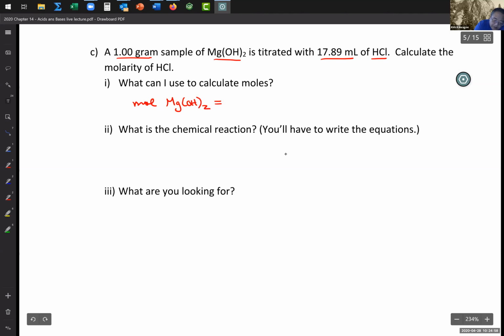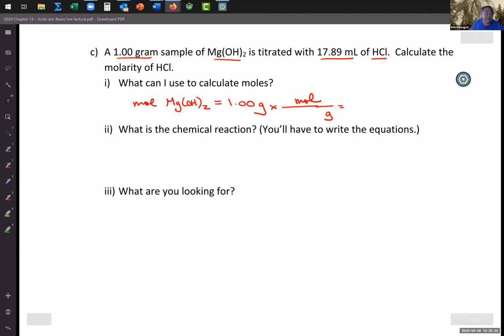And I'm going to start with the 1.00 gram sample. And then I'm going to convert that into moles. And I don't have my phone with me. I just usually use the molar mass app. I need the grams down here, and I need the moles up here, like that. So let me look it up real quick. Yeah, I looked it up last night, but I don't remember what it was.